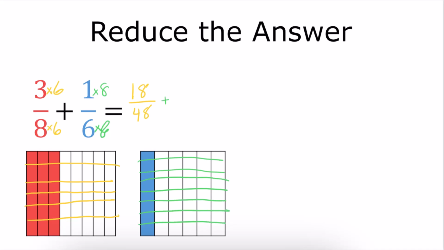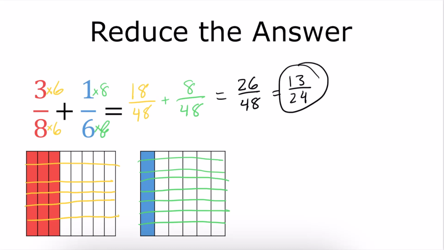And that gives us 8/48. And then when we add these together, 18/48 plus 8/48 is going to be 26/48. And because the top and the bottom are both even numbers, we could reduce it by dividing the top and the bottom by 2, which would give us 13 over 24. That would be fully reduced. So you can do it this way.